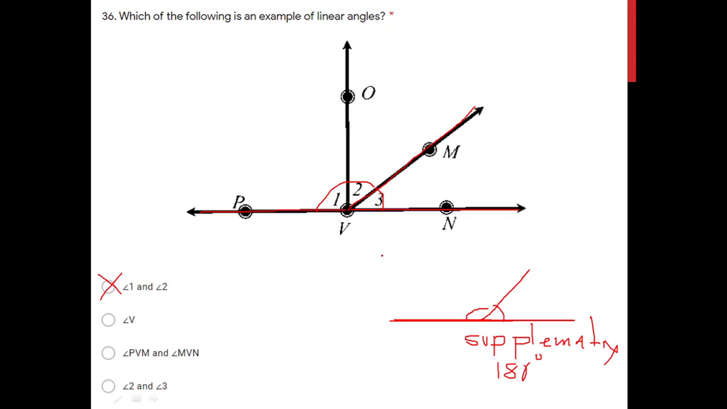Let's try to check angle 2 and 3. Angle 2 and 3 are complementary because they only form an L. Now, why is angle V not a linear angle? Because linear angles need to have two angles on the line. So the possible answer would be this one. PVM, this angle, and MVN, this angle, are linear angles. So you need two angles to form linear angles, not one angle.